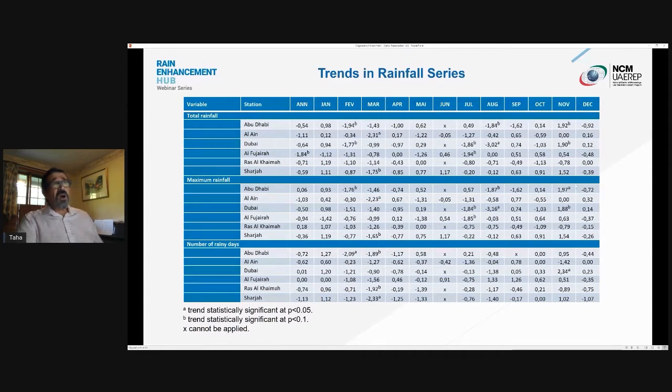But when we zoom in on the months of November and December, we see a lot of positive trends. So something is happening here differently from the rest of the year. But overall, we can tell that, yeah, it seems that there is a decreasing trend.